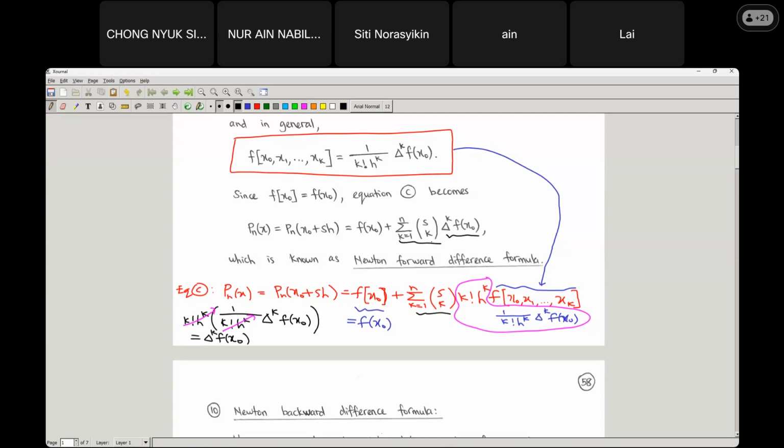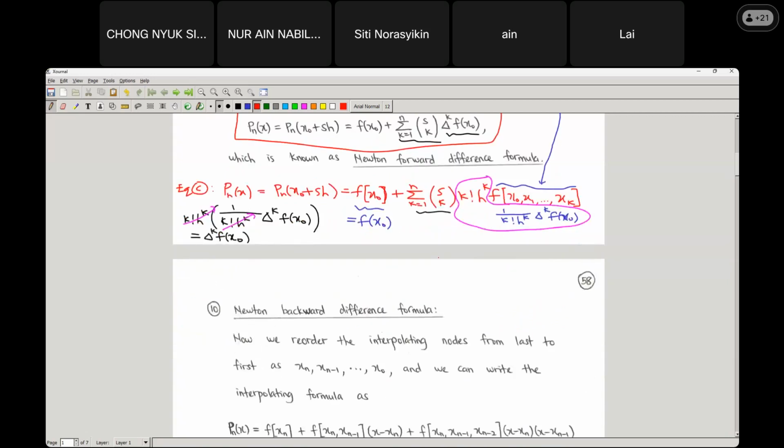So this formula is a simpler form, and this formula is known as the Newton forward difference formula. Okay, it is a simpler form right now. So remember, this is the Newton forward difference formula. Next, you know forward already. Now we learn the backward.